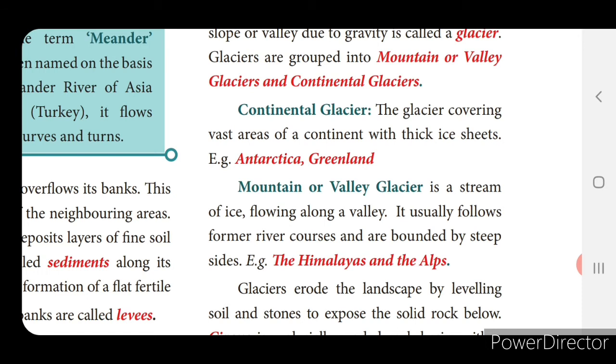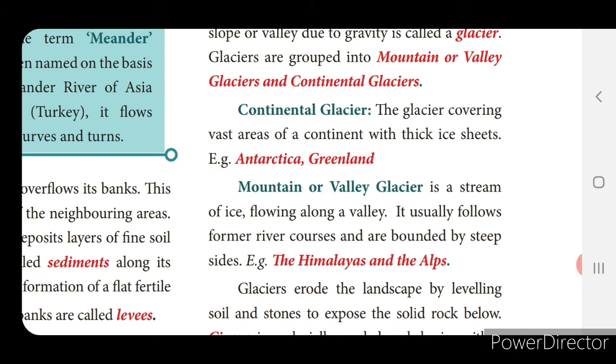Antarctica is a continent, most of which is frozen. Antarctica and Greenland are examples of continental glaciers. Mountain or valley glaciers are found in the Himalayas and the Alps. A valley glacier is a stream of ice flowing along a valley. It usually follows former river courses and is bounded by steep sides.